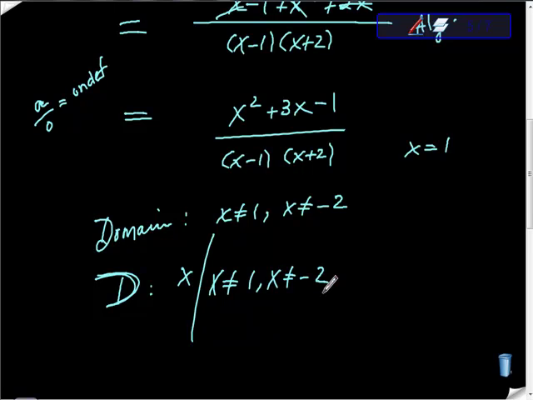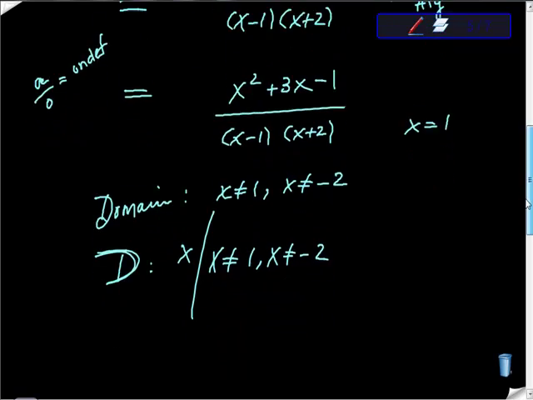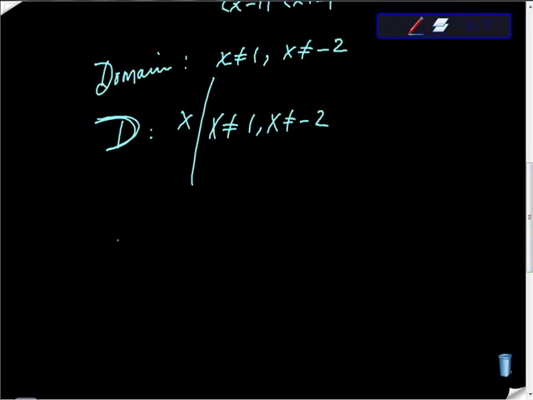So I hope this was helpful. The next video I'm going to do is f of g of x, and how you find the domain doing that. So hopefully you'll look for that video.